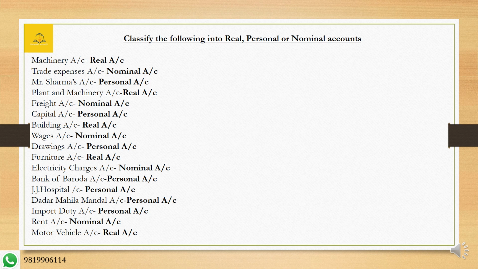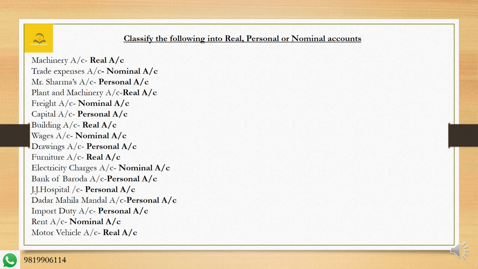So when he is having his capital in the business, he has given a loan to the business, and this loan is given to a person. The business is an artificial person. Therefore, capital account will be a personal account. Building account, real account. Wages is an expense, it is a nominal account. Drawings account, personal account. Furniture account, real account. Electricity charges account, nominal account.